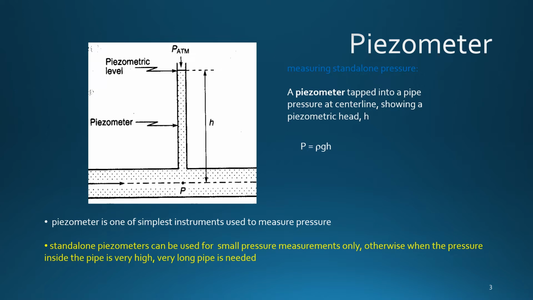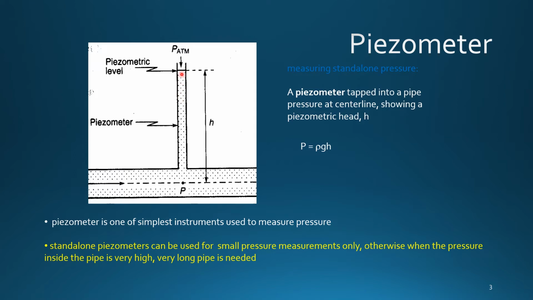This is a stand-alone piezometer. This is one of the simplest instruments that can be used in pressure measurement. This is just like if you poke a hole on a pipe. So this is a pipe with flowing liquid, in our case water, and if you poke a hole here wherever you want to measure the pressure, and put a very long vertical tube at that hole, the fluid will rise up to a certain height depending on the pressure inside the pipe.